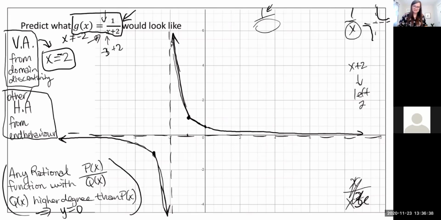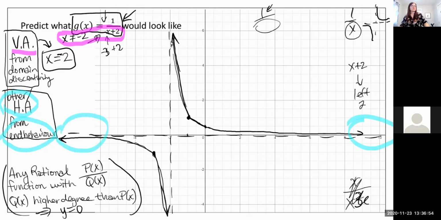So far, let's take stock. A vertical asymptote is going to come from what the denominator does not equal. And the horizontal or other asymptote is going to come from what you see at the really extreme end behavior points. Those are two pieces of information so far. Let's keep going with a bit more of an example here.